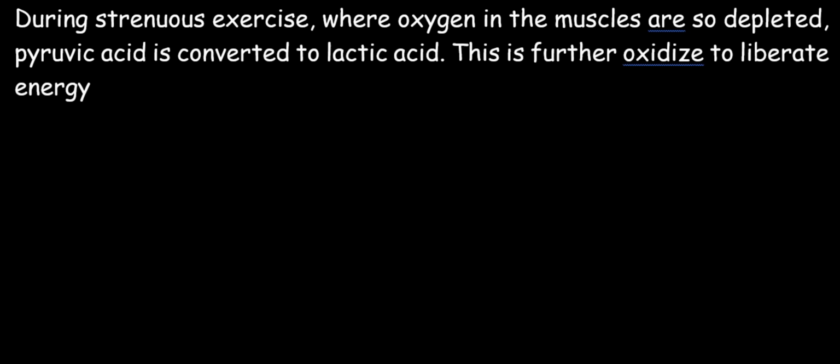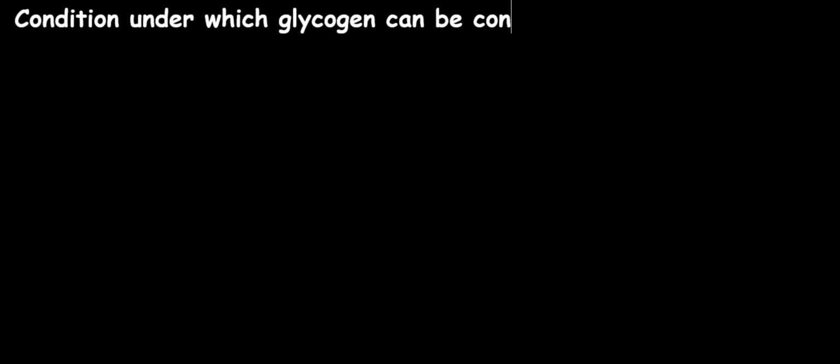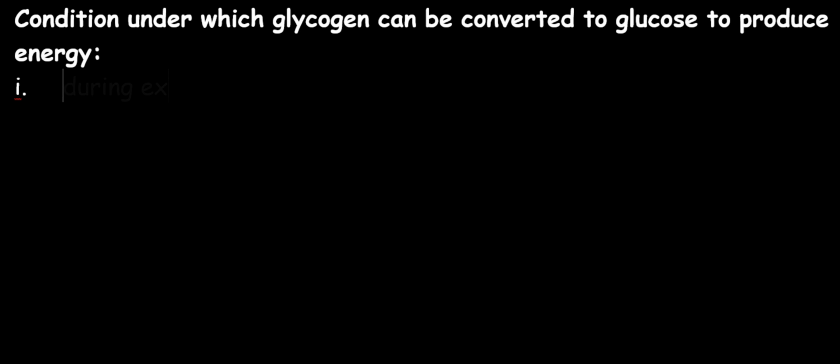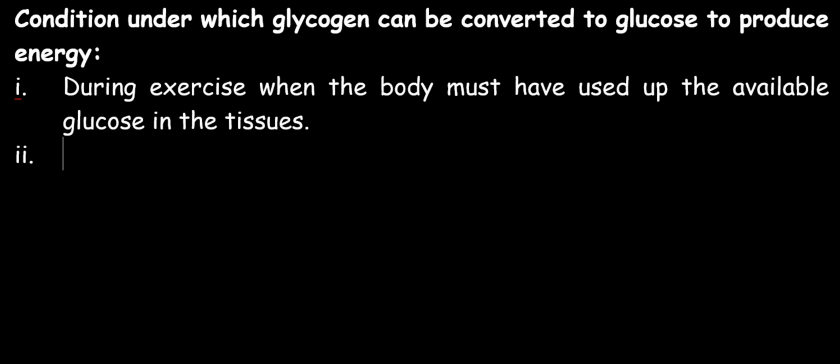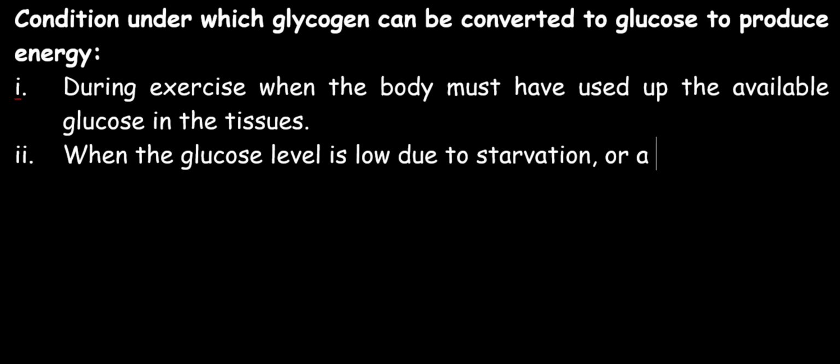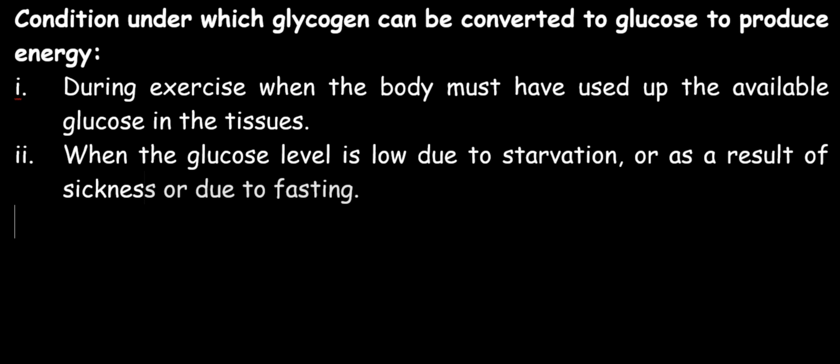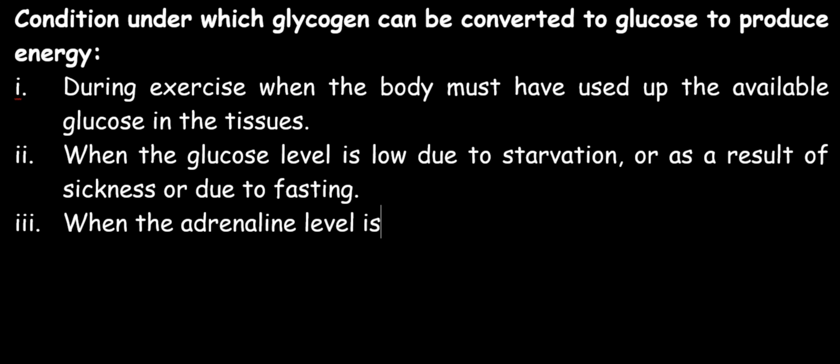So now we have looked at the process involved in the breakdown of glucose in the cell of living organisms to produce energy, which is in the form of ATP. Now we are going to look at conditions under which glycogen can be converted to glucose to produce energy. The first one is during exercise, when the body must have used up the available glucose in the tissues. The second condition is when the glucose level is low due to starvation, sickness or fasting. And the last condition is when the adrenaline level is high, which would have consumed the available glucose due to fright or anger.